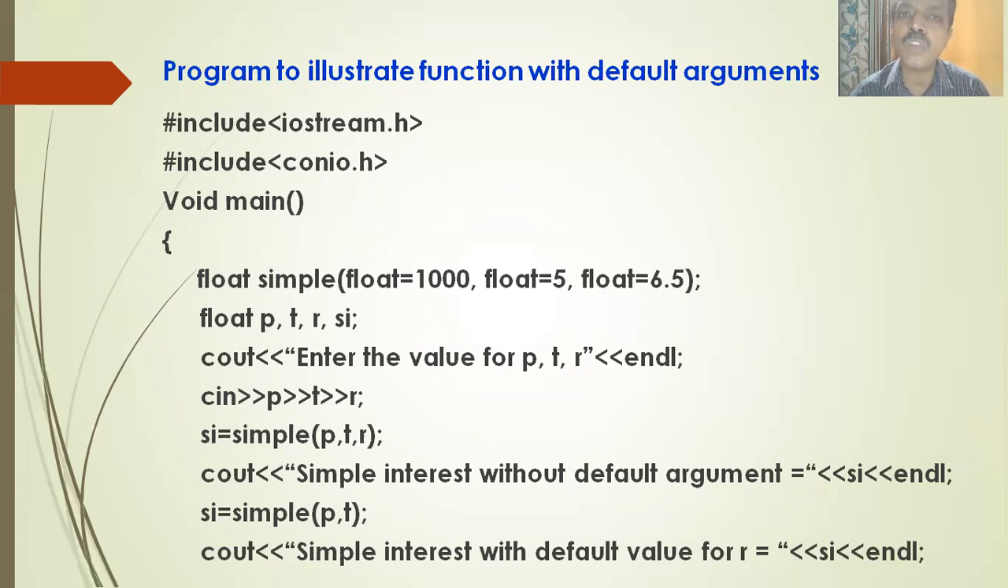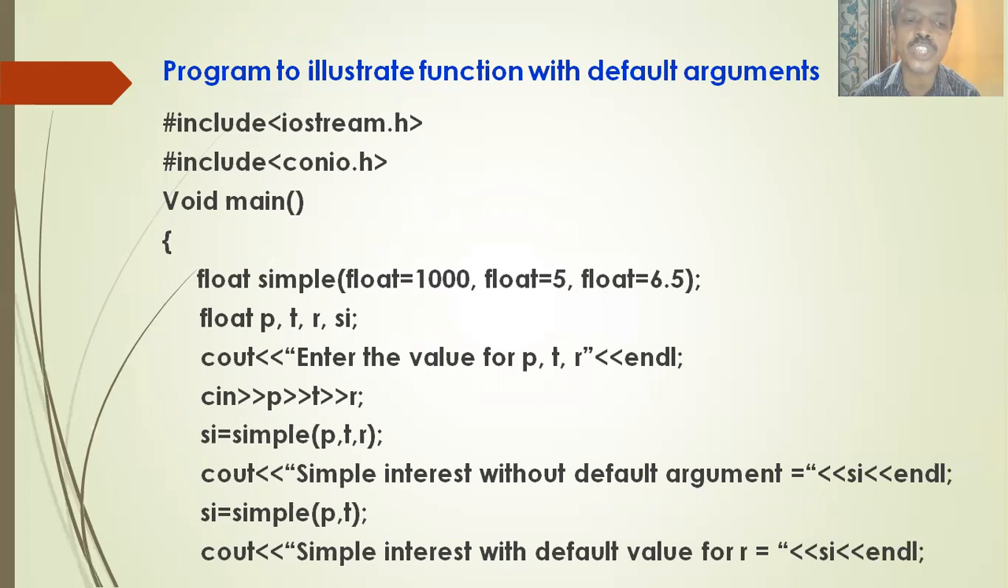That means the default value for the principal is 1000, the default value for T is 5, and the default value for R is 6.5. Float P, T, R, SI. P, T and R are the input. SI is the output variable. So I enter the values for P, T, R with cin. So you have to input the values for P, T, R.